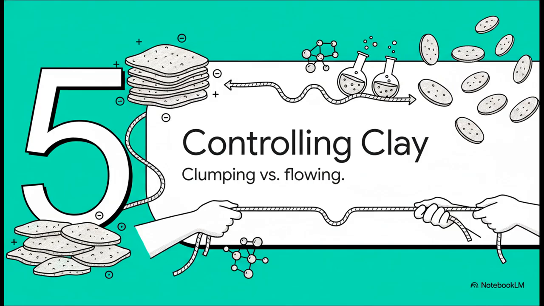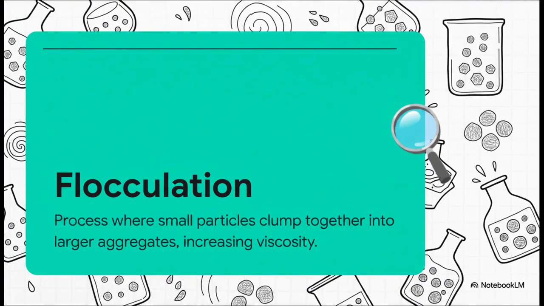Section 5. Controlling clay with chemistry. The industrial tug-of-war between clumping and flowing. Now that we know clay is basically a giant soup of electrically charged playing cards, we can look at how human engineers play this massive game of chemical tug-of-war to force the clay to do exactly what we want.